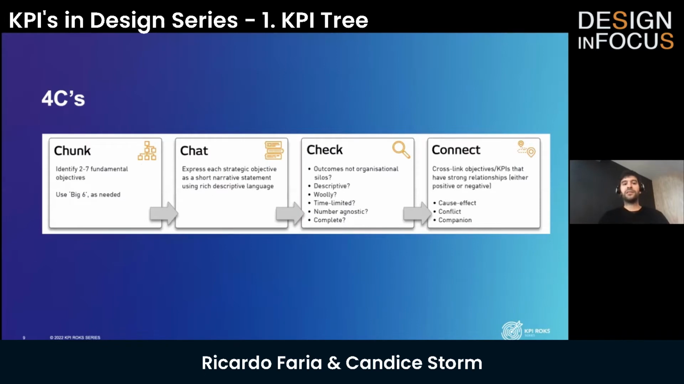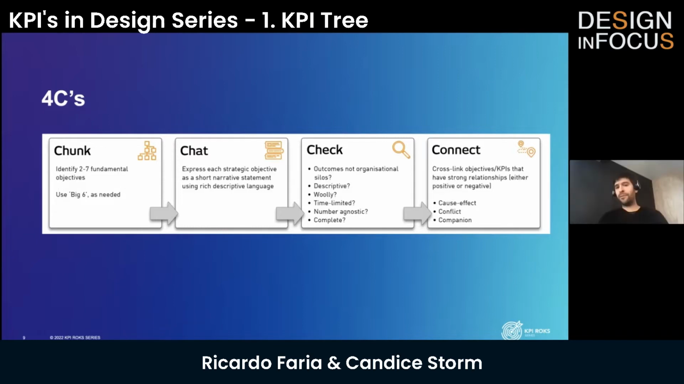The 4 C's. So what do the 4 C's mean? The 4 C's are the levels of the tree. So let's call the tree 4 levels. The first level we call chunk. Generally, you define 2 to 7 fundamental objectives from your organization. You can even do one or two. Then you express in chat, which is the level below, the strategic objective in a short narrative statement using rich descriptive language. So here you go from a super high level to a little lower level. So you start to demystify that big language on top.